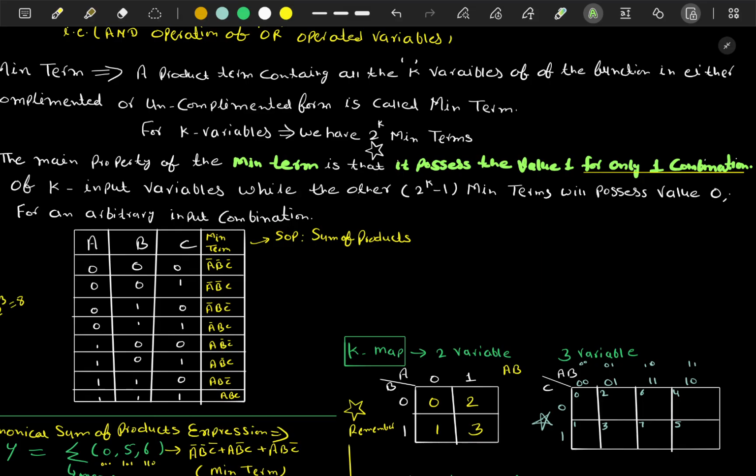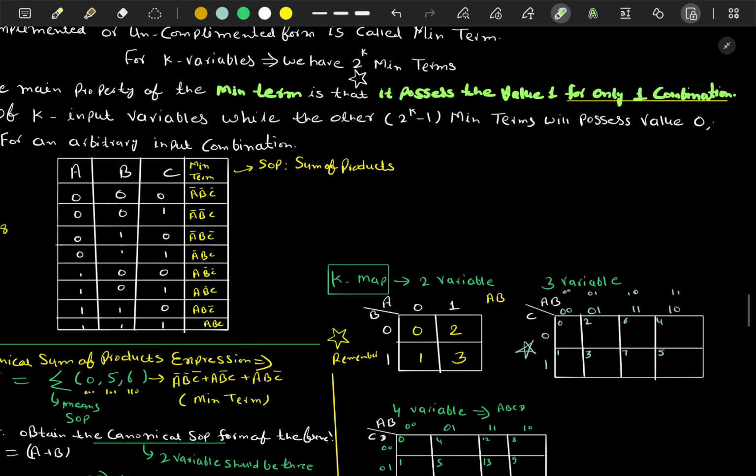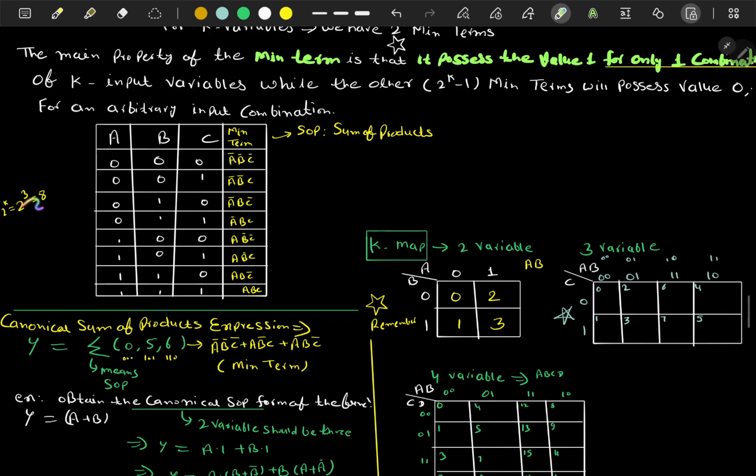The remaining 2 to the power k minus 1 combinations will be 0. Only one combination gives 1. For example, with 3 variables, 2 to the power k means 8 combinations: 0 1 0 1 0 1 0 1, 0 0 1 1 0 0 1 1, and 0 0 0 0 1 1 1 1. So basically min term stands for SOP, sum of products.